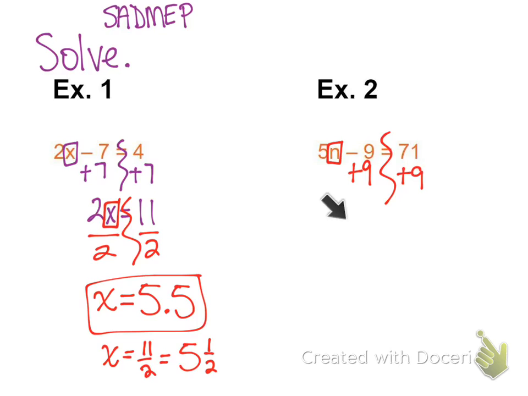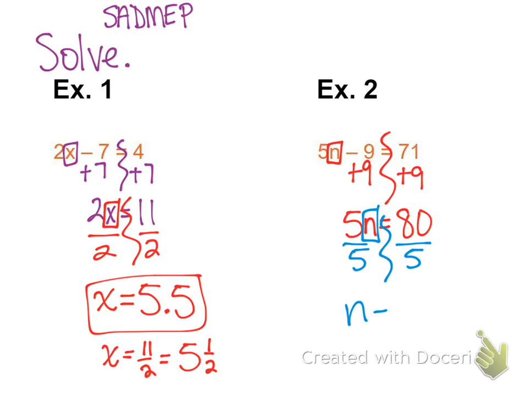So what are we left with on the left side? 5n. Still have a 5n equals 80. We are still working on getting that n alone. So what do I need to do next? Divide by 5. We get n equals 16.